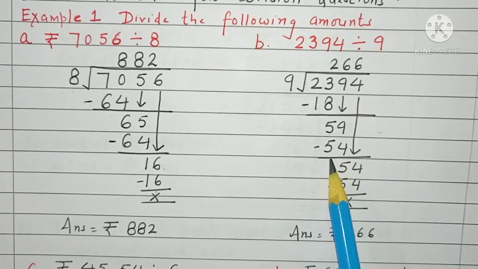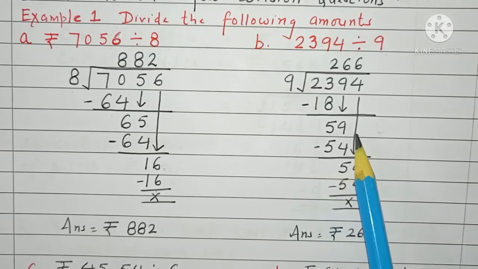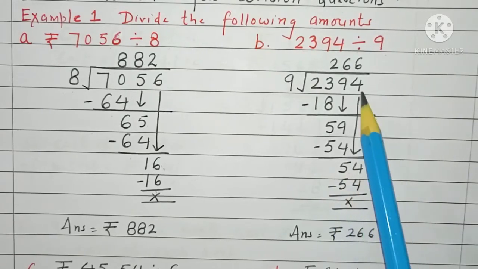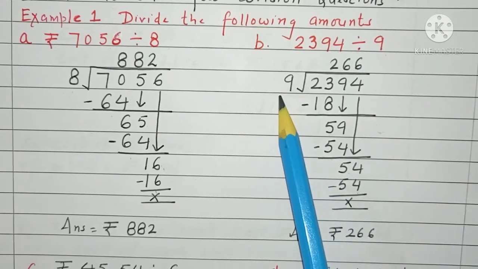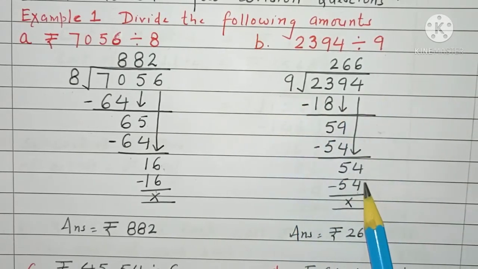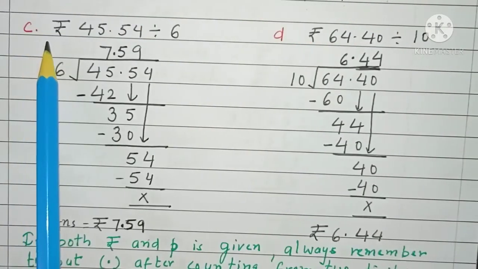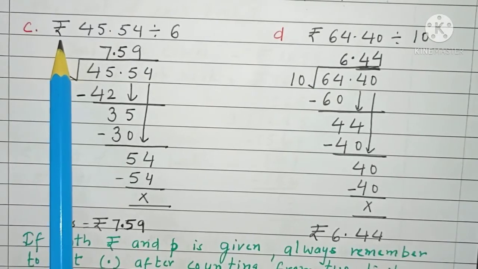You know that we have to take the number which is smaller than the upper number. Again, 9 minus 4 is 5. Putting 4 down, 54. 54 comes in the table of 9. 9 6s are 54. And the answer is rupees 266.